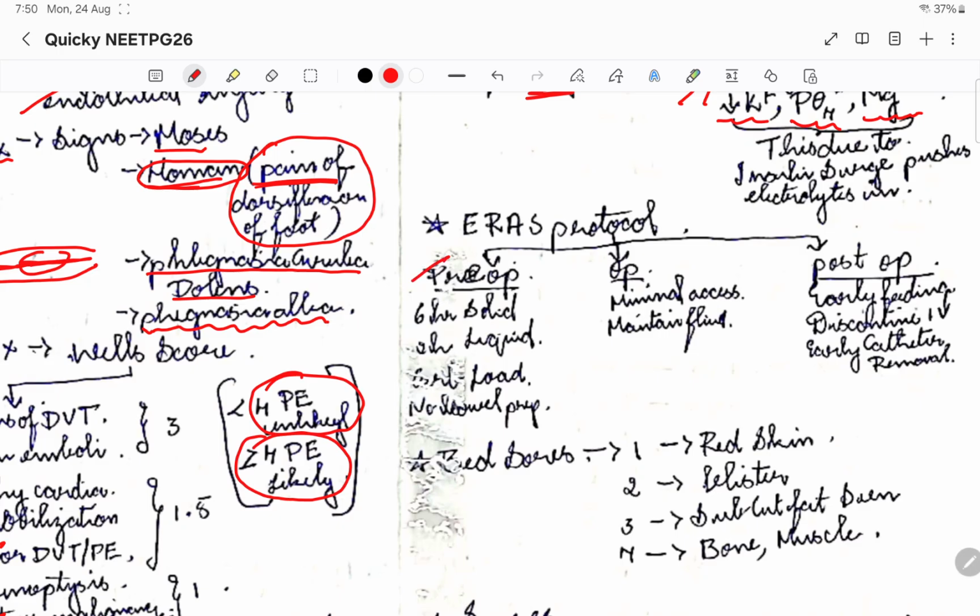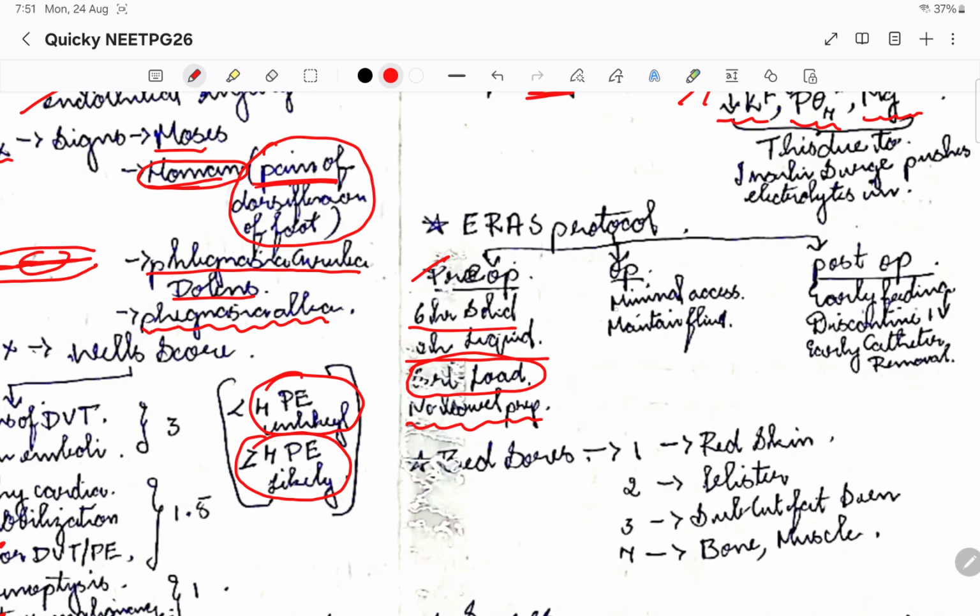Pre-operatively, solids can be given up until 6 hours, and liquids until 2 hours before surgery. And a glucose load is done. Pre-operatively a glucose load is done, and there is no bowel prep. We used to give an enema and do the bowel prep and all that, right? Now that has been stopped. Till 6 hours the solids can be given. It is not like the overnight fasting you used to do. We are not telling them to not eat at all, and till 2 hours also there is no NPO protocol being followed. So remember this ERAS protocol.